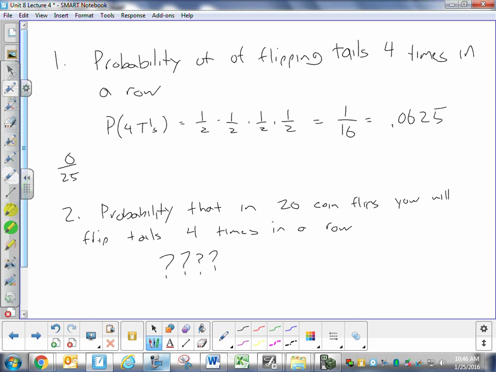But let's try again. Ready, set, first flip. I fail again. Ready, set, second flip. Ready, set, third flip. Ready, set, last flip. 0 out of 50 of us.